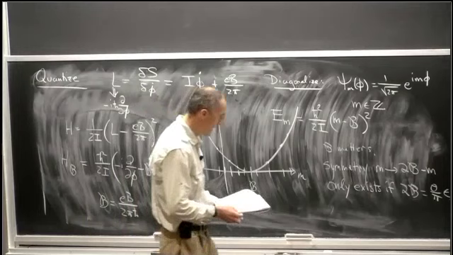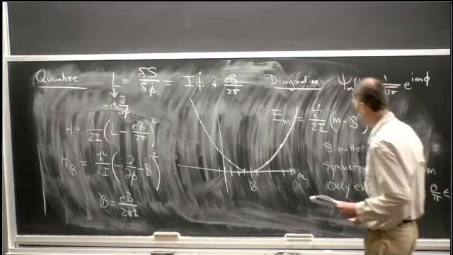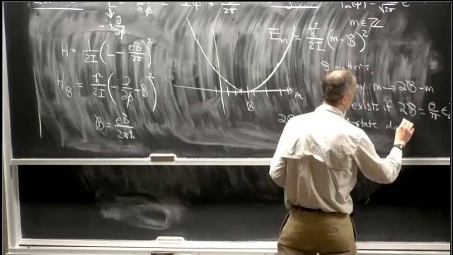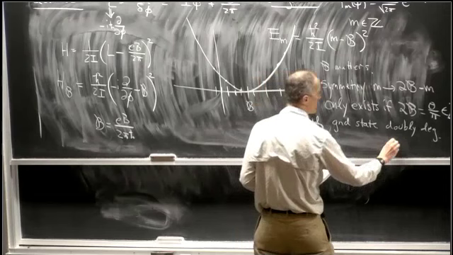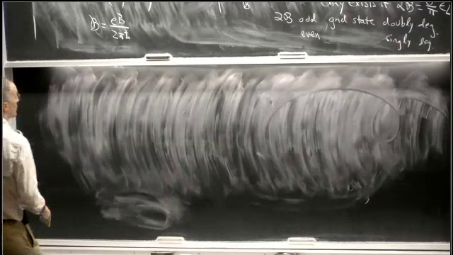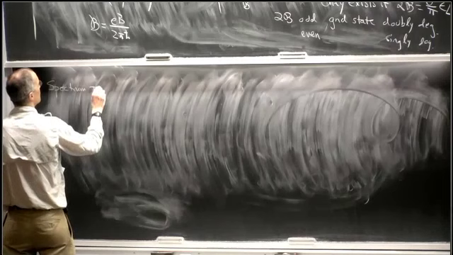Now, the distinction between 2b being an even and an odd integer is also quite important. If 2b is odd, the ground state is doubly degenerate. And if it's even, singly degenerate. In other words, unique. Let's also note that the spectrum is periodic in B.